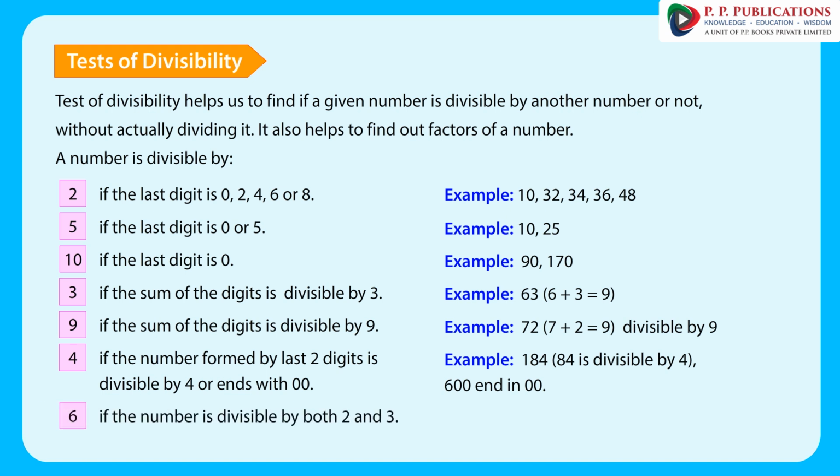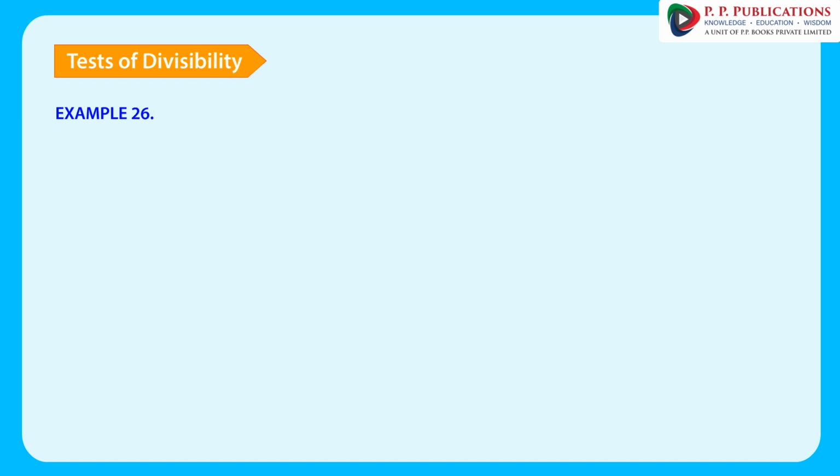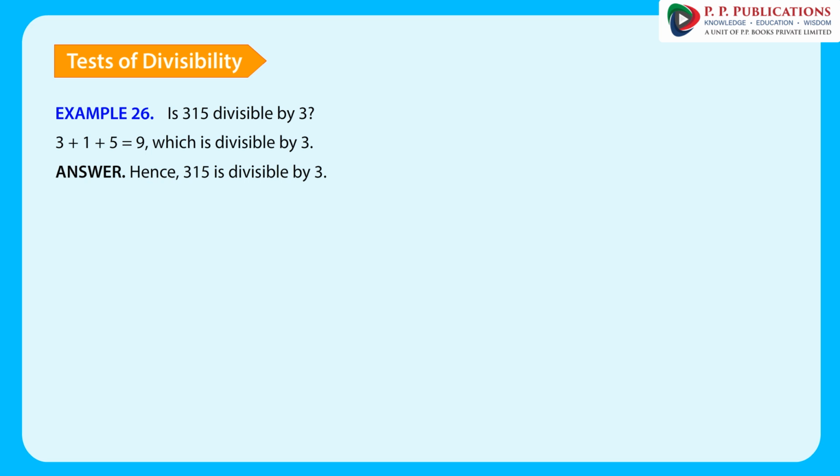6. If the number is divisible by both 2 and 3. Example: 216, which is divisible by 2 and 3 both. Example 26. Is 315 divisible by 3? 3 plus 1 plus 5 equals 9, which is divisible by 3. Answer: hence 315 is divisible by 3.